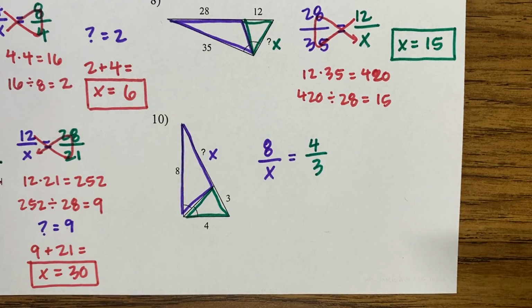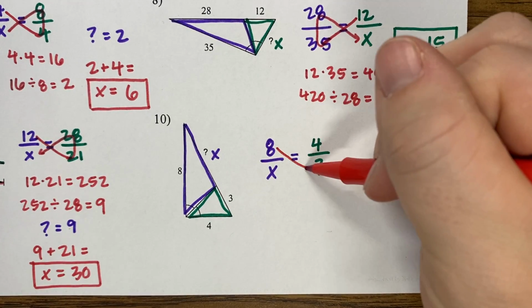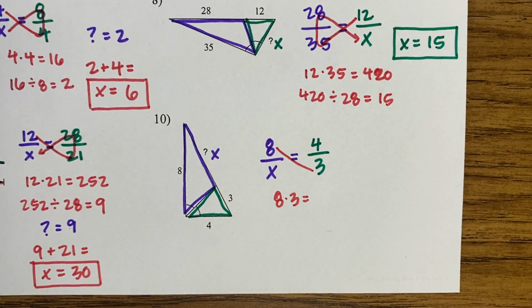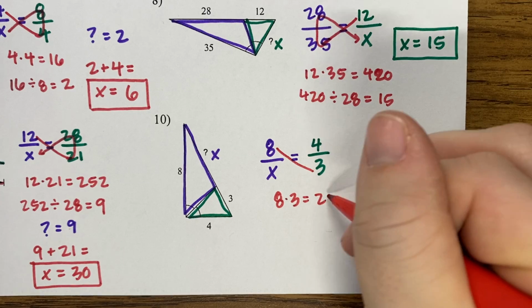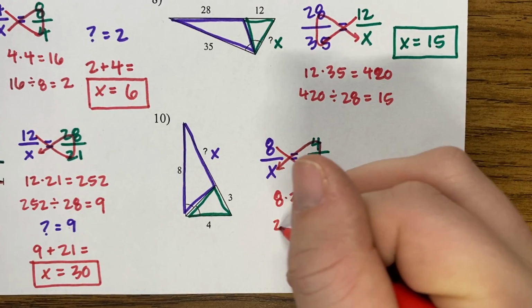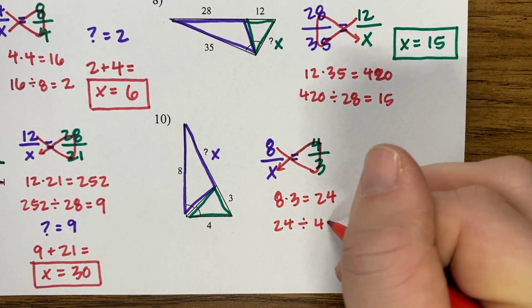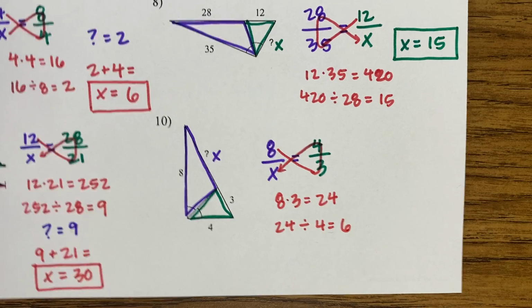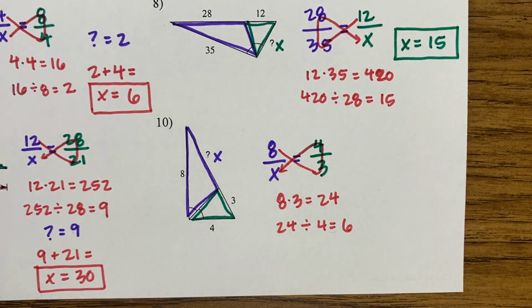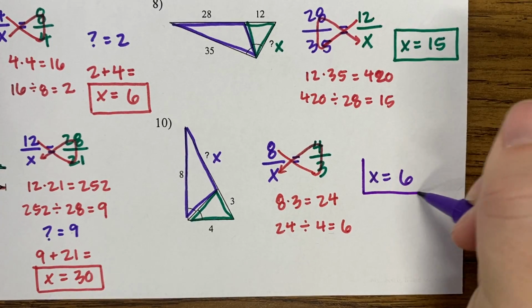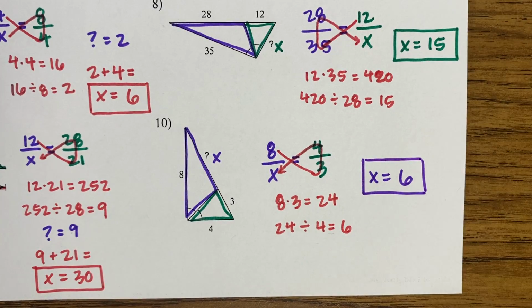Okay, now I can cross multiply and solve. So start with my 8 times 3. 8 times 3 is going to give me 24. And I'm going to take 24 divided by 4. That'll give me my x. And I know that 24 divided by 4 is 6. So that missing side for my purple triangle that I was looking for was 6. And there you go.